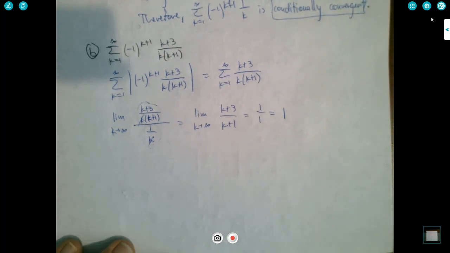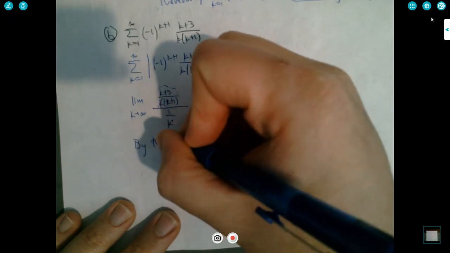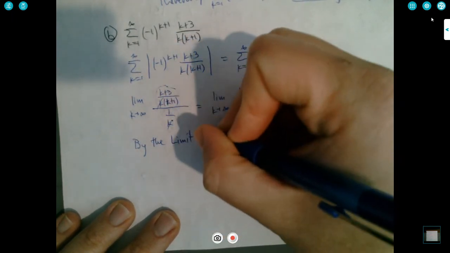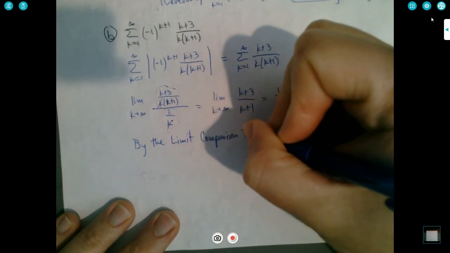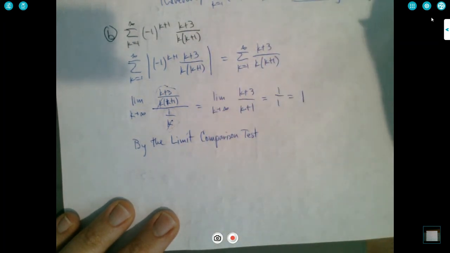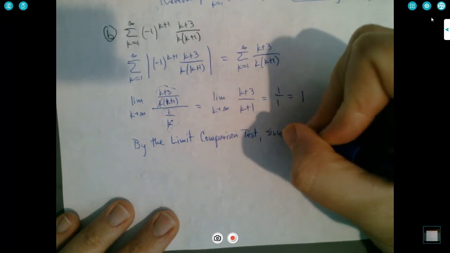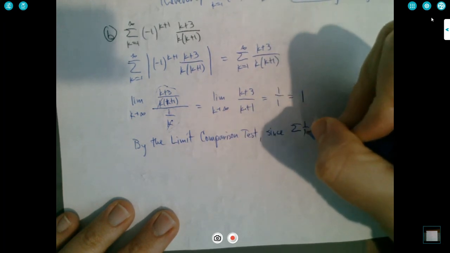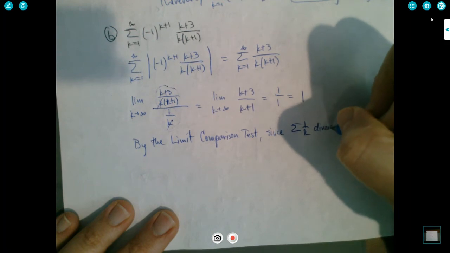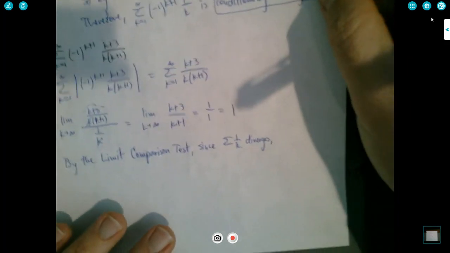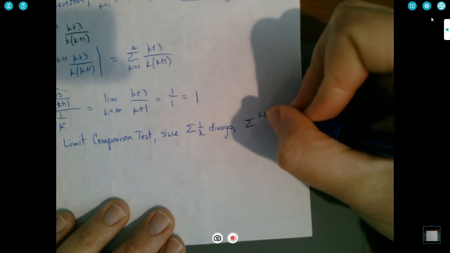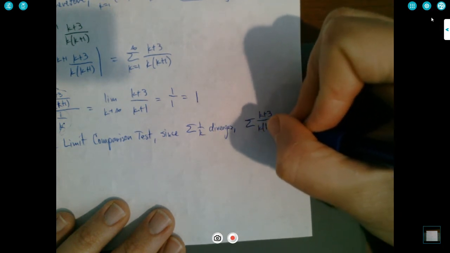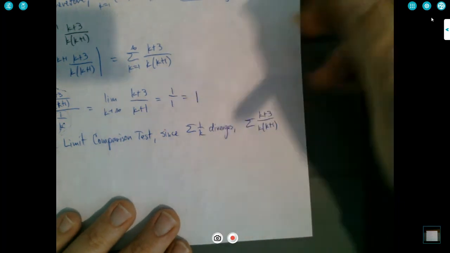Okay, so I can say by the limit comparison test, since 1 over k diverges, (k + 3) over k times (k + 1) also diverges.